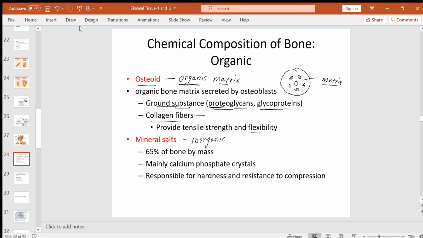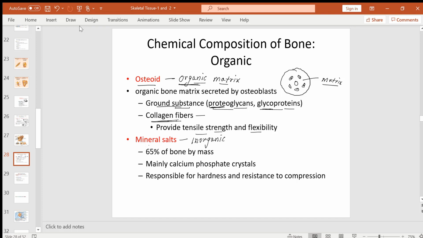You know that bone has some amount of flexibility. So if you try to bend the bone, it will bend a little bit before it gets fractured. So that flexibility and tensile strength are given by the organic part of the bone, because it has collagen fibers, and fibers give that flexibility.